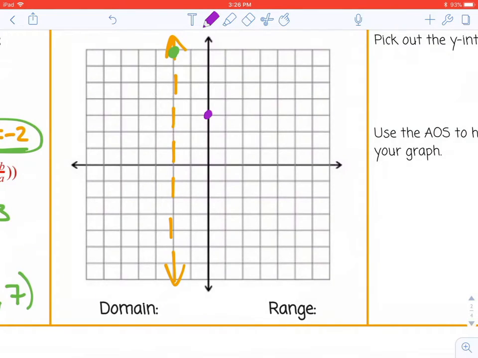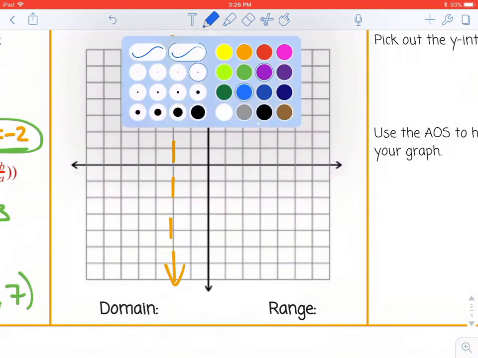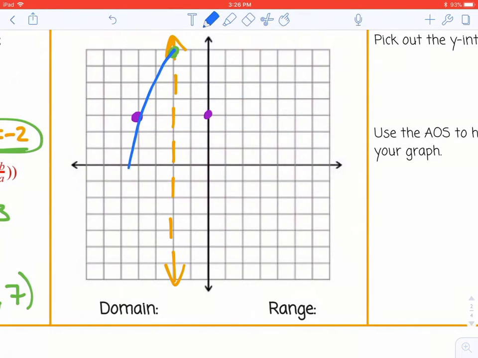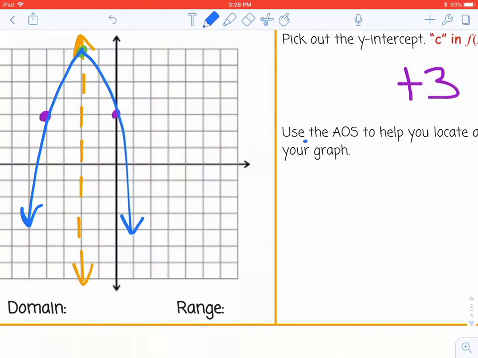And then we can use the axis of symmetry to figure out that another point would have to be exactly on the opposite side of that line, because that's what axis of symmetry is. And then you can use those 3 points to help sketch your graph. So that's what we did for this part. We used the axis of symmetry to help us out.